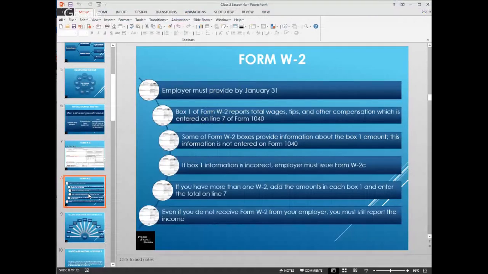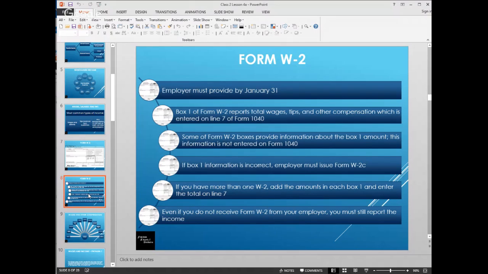That box 1, if you only have one, that number is entered on line 7. If you have multiple W-2s, then you would total the amount on box 1 and add the total into line 7. If the box 1 information is incorrect, then you would receive a W-2C. The C stands for corrected, and you must ask the employer to make those changes. If the dollar amount in box 1 is wrong, you do not want to go ahead and file your tax return until that's been updated.